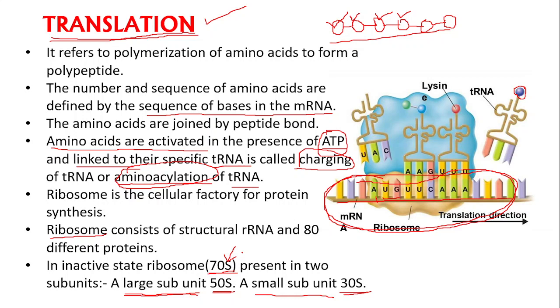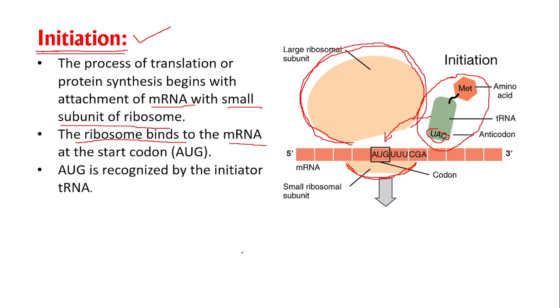Next, the process of translation has three steps: initiation, elongation, and termination. In the first step, initiation, what happens? The smaller subunit of the ribosome gets attached to the region of mRNA where the initiator codon AUG is present.